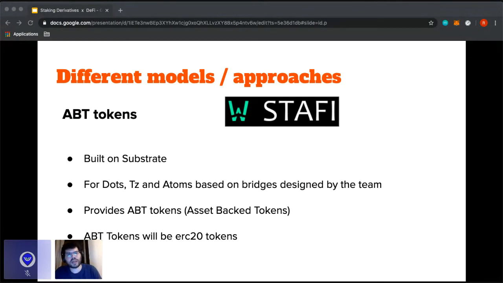They call it asset-backed token, and this asset-backed token is going to be different from one validator to another. It's going to be also different from one blockchain to the other. And the idea for them is basically to give you an ERC20 token as well. So it's somehow similar to Stake Capital. The main difference being that it's built on Substrate and it's not leveraging a DAO so far.